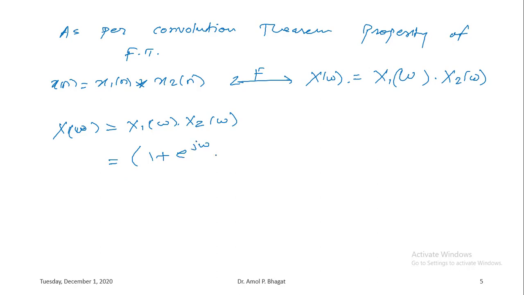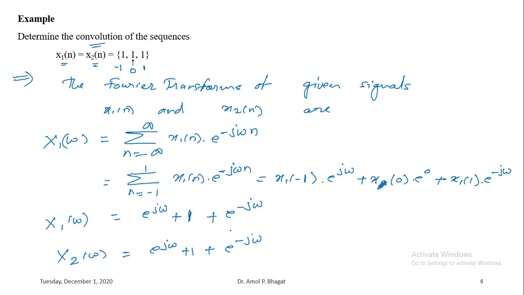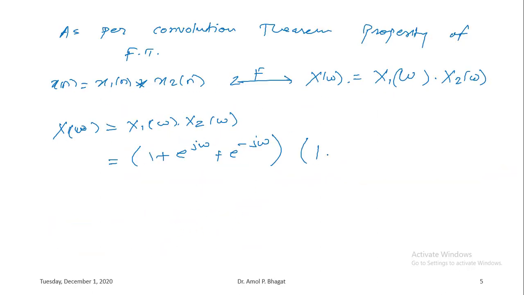j omega plus e to the power minus j omega, right? Multiplied by the same equation, that is 1 plus e to the power j omega plus e to the power minus j omega, right? So if you multiply these terms with each other, you will get the actual equation, right?